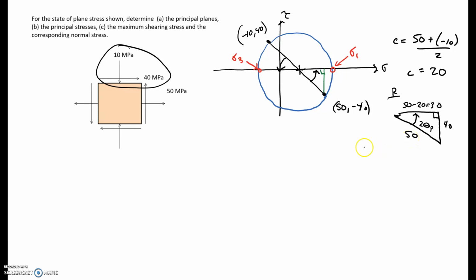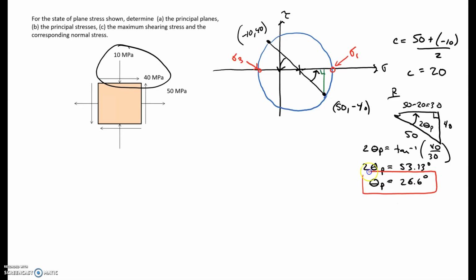As far as the orientation of the principal planes, 2 theta p is the inverse tangent of 40 over 30. So 2 theta p ends up being 53.13 degrees, and theta p, half of that, about 26.6 degrees. So that is the orientation of the principal planes. That's one of the questions they're asking.